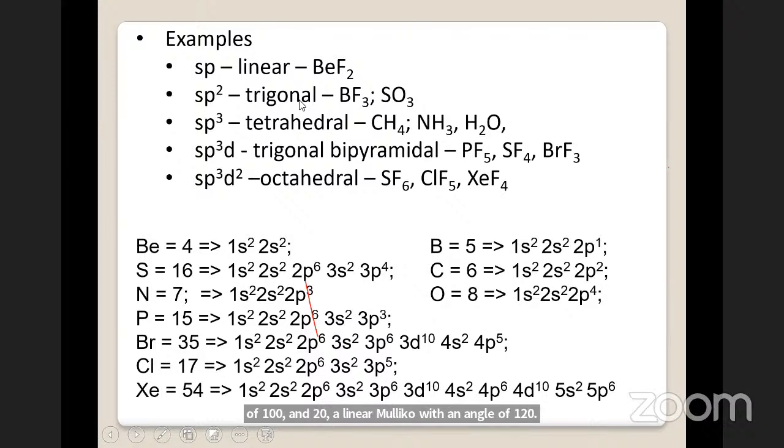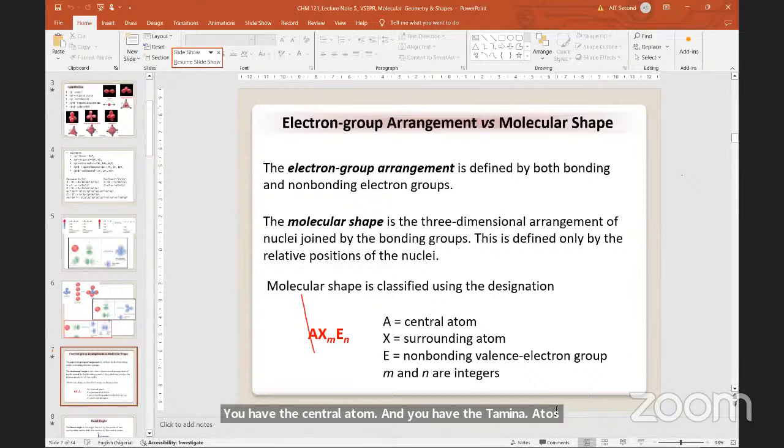Now, beside what we have studied, don't forget that we've mentioned that in describing molecules, you have the central atom and you have the terminal atoms. You have the central atom. Sorry, please. I will need to restore my projection.